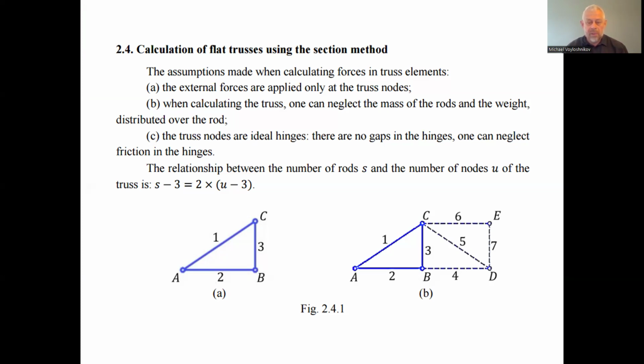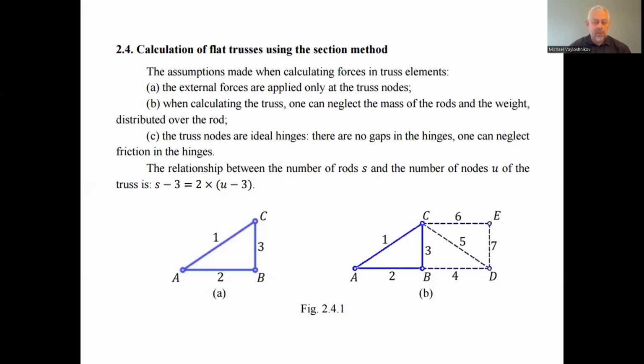Usually we have two methods of determination of the forces acting on the truss mechanical elements. Truss mechanical elements are bars or rods. So we'll consider not only the section method calculation of forces in trusses, but also the determination of forces by the cutting knot method.